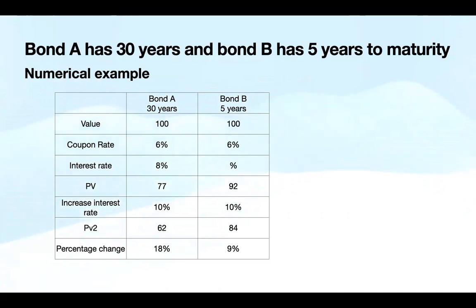So after calculation, the percentage change for bond A will be 18%. And for bond B, the percentage change will be 9%. So clearly, after calculation, bond A has been affected more by interest rate. And also, with increasing interest rate, we can see that both bond A and bond B will decrease in value.